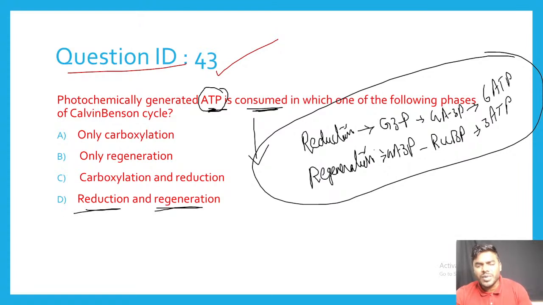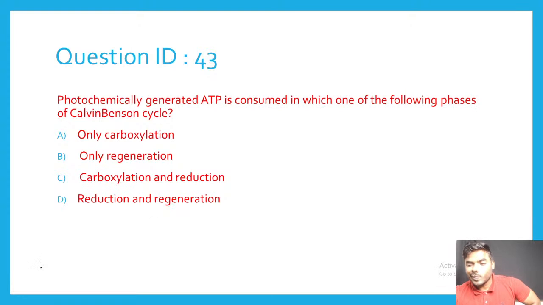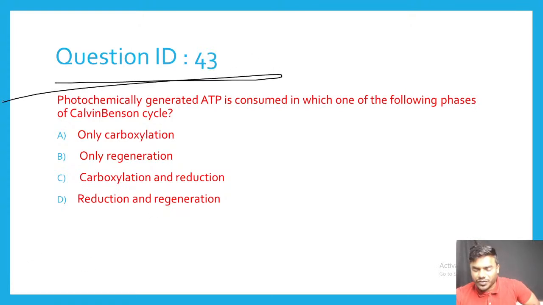What do you mean by the word carboxylation? In the carboxylation step, why would we spend the energy? That is absolutely wrong. Carboxylation is a kind of breaking step. We only use ATP in the reduction and regeneration. See, once again I am telling all of you, you all know the answer for this question. You read photosynthesis 10 times and 15 times. But what is the use if you don't interpret the question correctly?